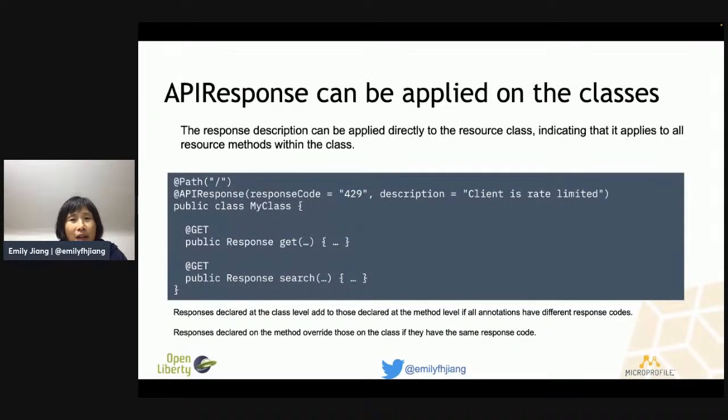The following one: in the past, the API response could not be specified on the class level. As you can see, the type was not part of this annotation. Now the API response can be specified on the class, which means it is applicable to all of its methods. This is especially useful if the methods return the same type, and then you can just do that. The response code means the same thing.